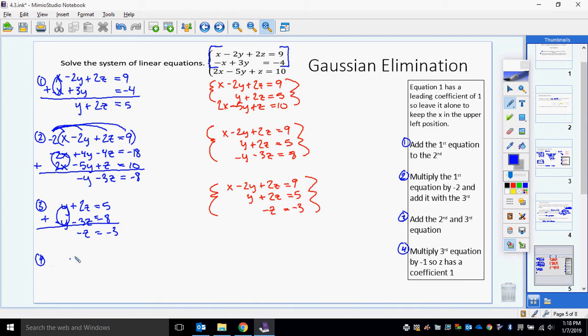Well, that number, if I'm going to take negative z equals negative 3, and I want it to be a positive z, I need to multiply it by a negative 1. But I can't just multiply the z, remember, it has to be the entire equation. So I need to distribute it. Negative times a negative would be a positive. So I get z equals 3 for my final equation 3.